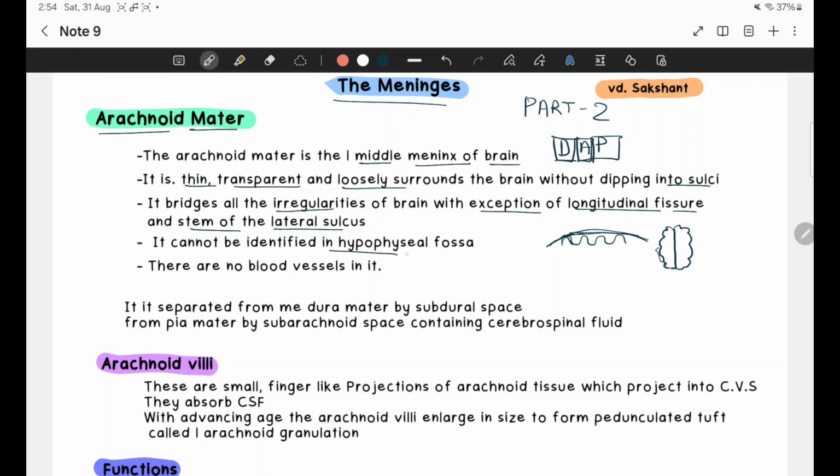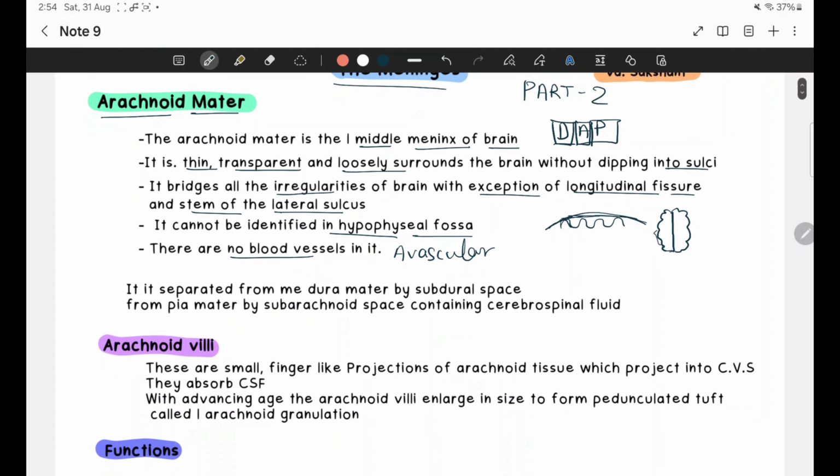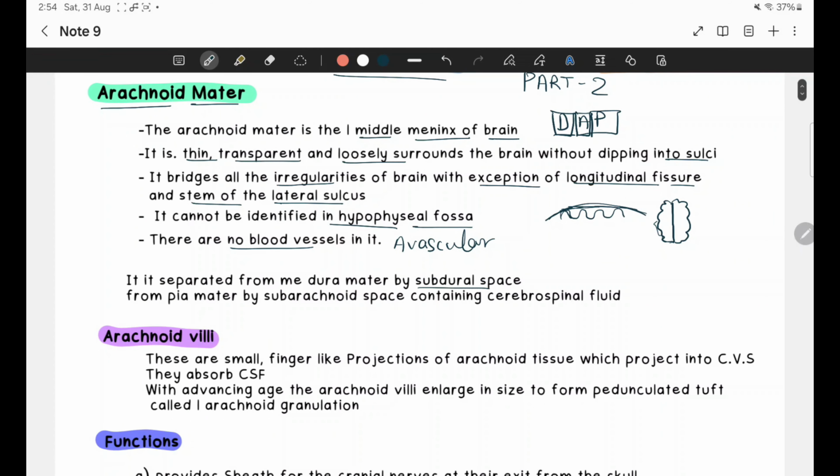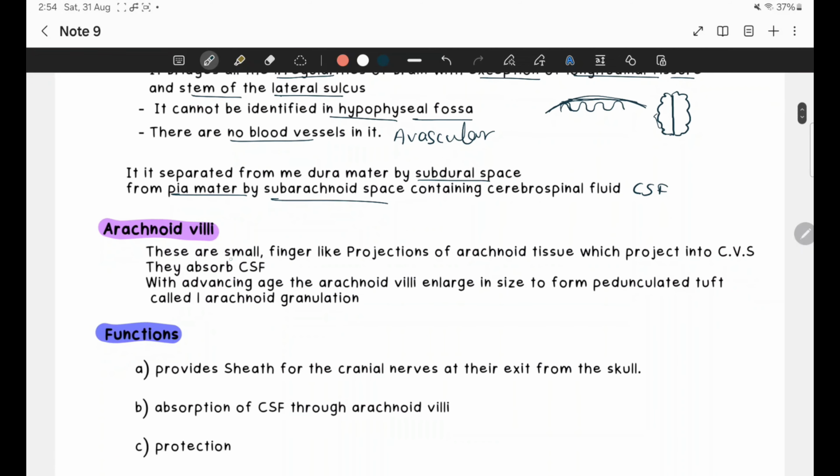Then it cannot be identified in the hypophyseal fossa. There are no blood vessels present in it, so it is an avascular structure. Then it is separated from the dura mater by the subdural space and from the pia mater by the subarachnoid space, which contains CSF, cerebrospinal fluid.